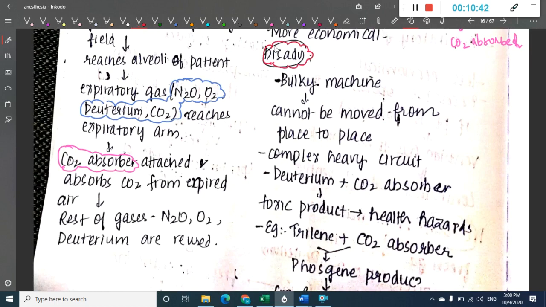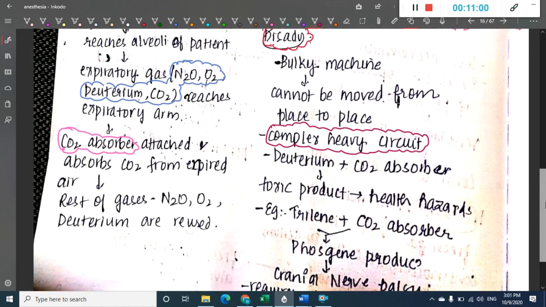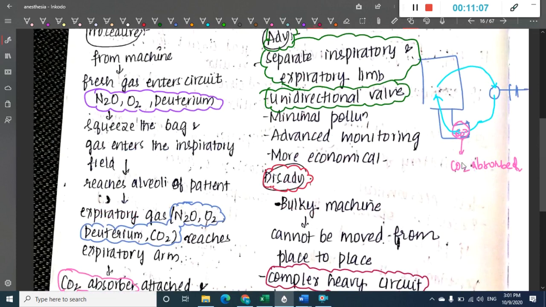If you see the disadvantages, this is a bulky machine. Because it is a complex heavy circuit, we cannot move it from place to place. You can move the semi-closed circuit easily, it is a portable circuit, but this closed circuit you cannot move from place to place. It is a complex heavy circuit.